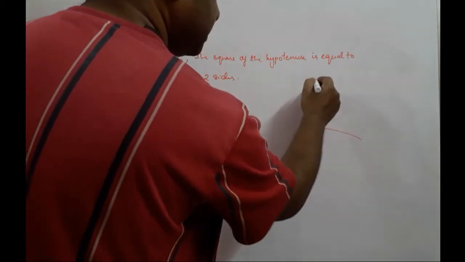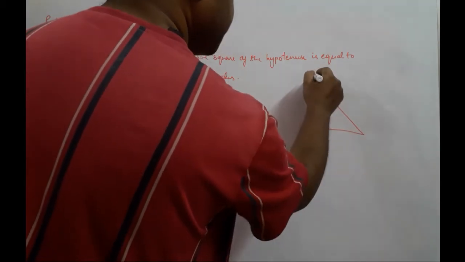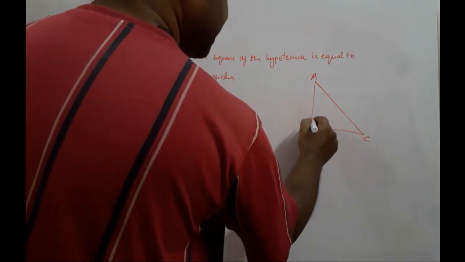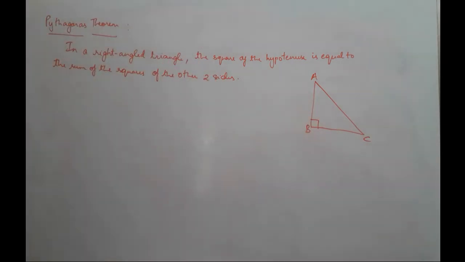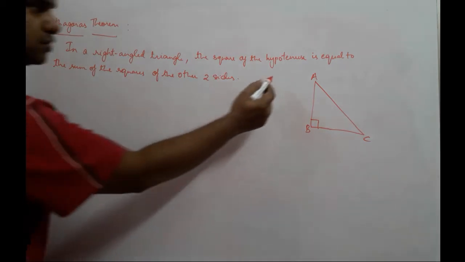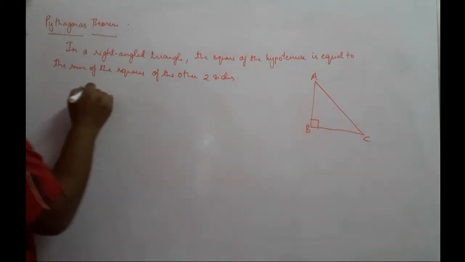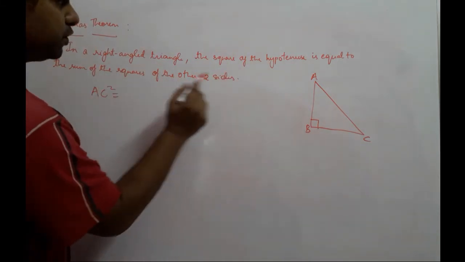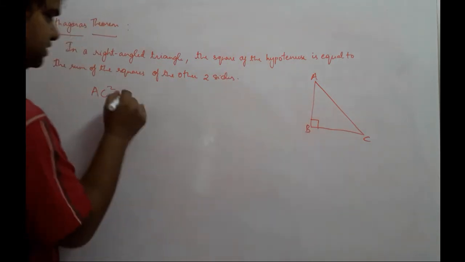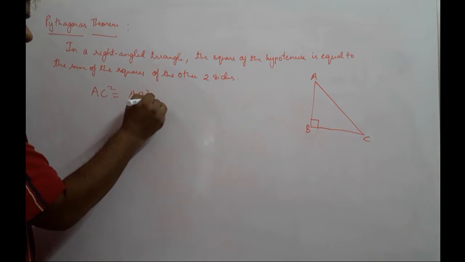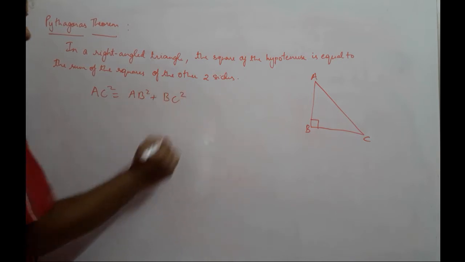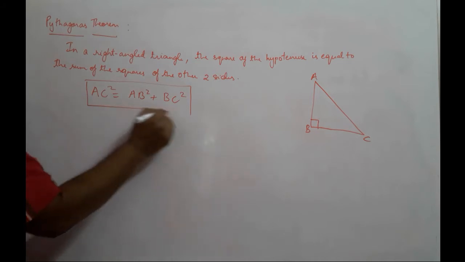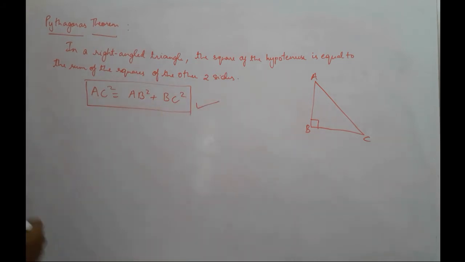If we have a right angle triangle like this, and we name it ABC, right angled at B, then it says that the square of the hypotenuse, that is AC square, will be equal to the sum of the squares of the other two sides, which is AB and BC. So AB square plus BC square. So this is Pythagoras theorem, and this is what we need to prove.